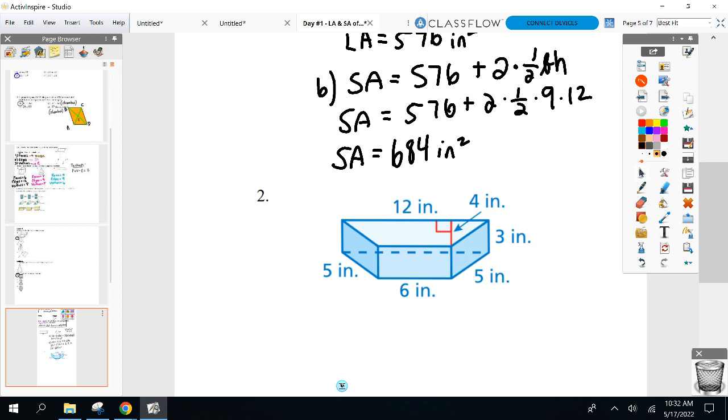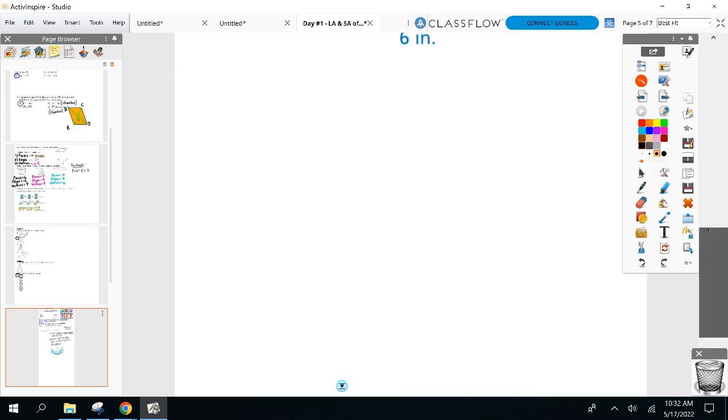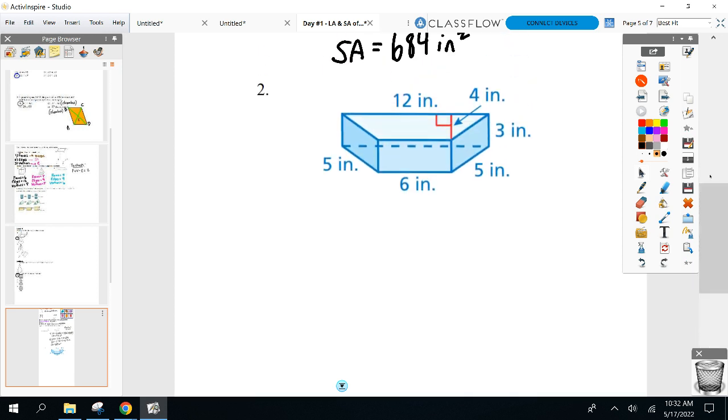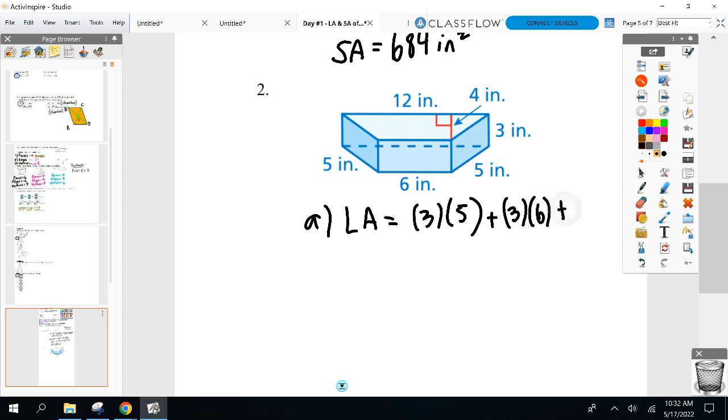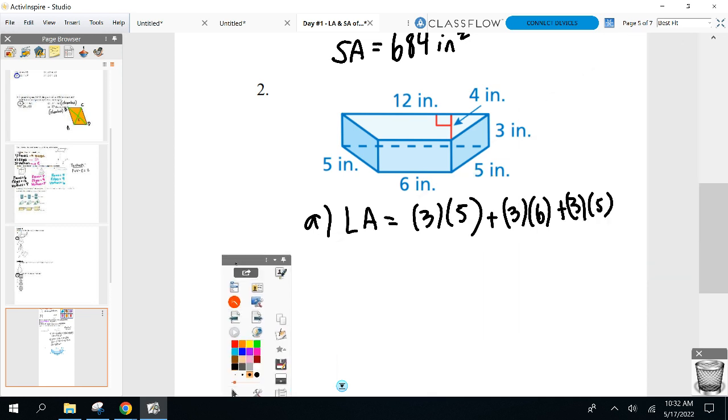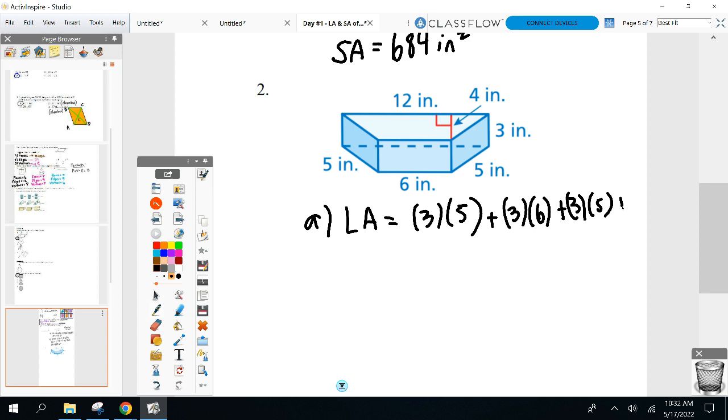All right, so let's see. I got a 3x5 over here on the right. Don't I have a 3x6 staring us right in the face in front? And then I have also a 3x5 on the left. And I'm missing one more in the back. What's the back dimension? 12 by 3. So there are your 4 faces.